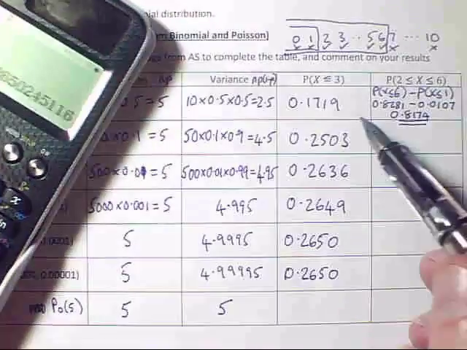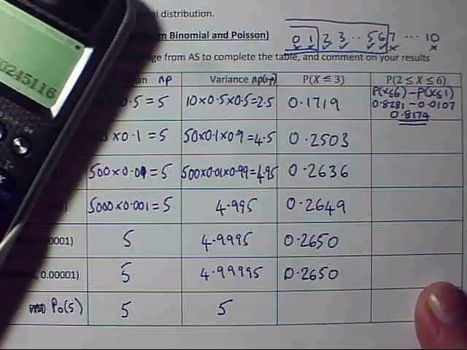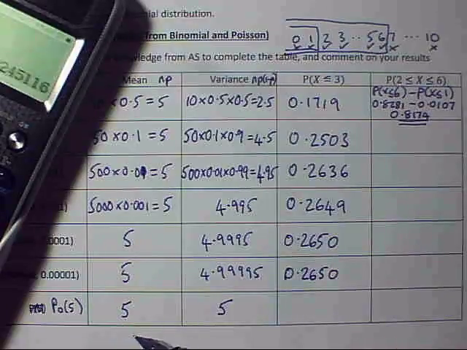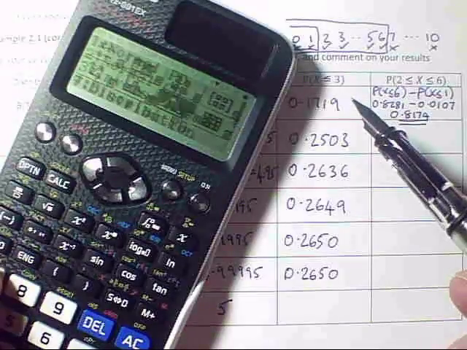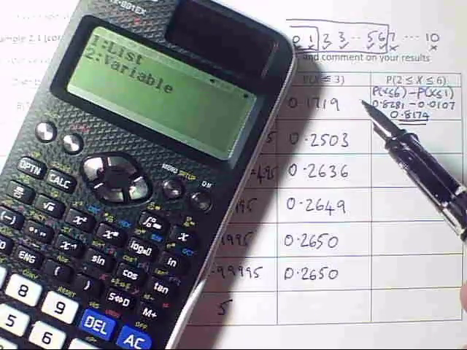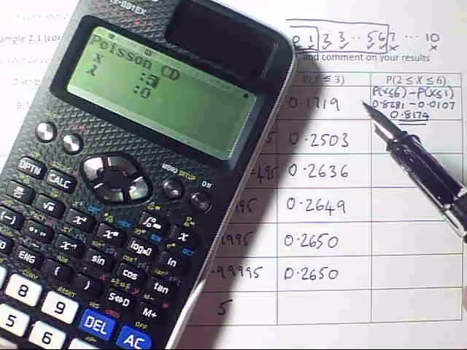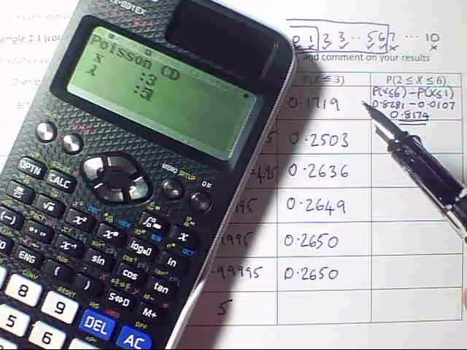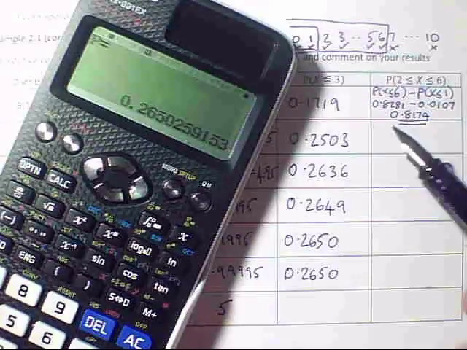Okay, so the first two values are a bit different, but after that they stay remarkably the same. So now let's try the Poisson probability with a Poisson of mean 5 of being less than or equal to 3. So I need to do menu 7, and now I need to find Poisson CD. The x value is 3. The mean is 5, which is lambda.